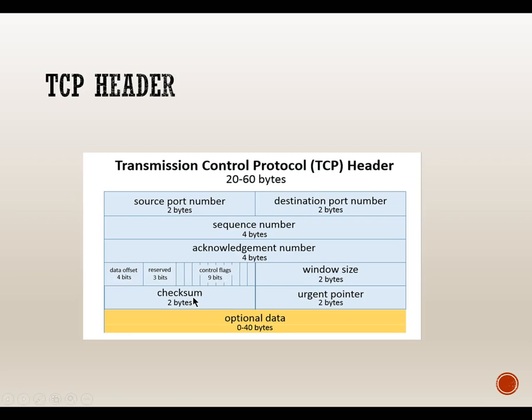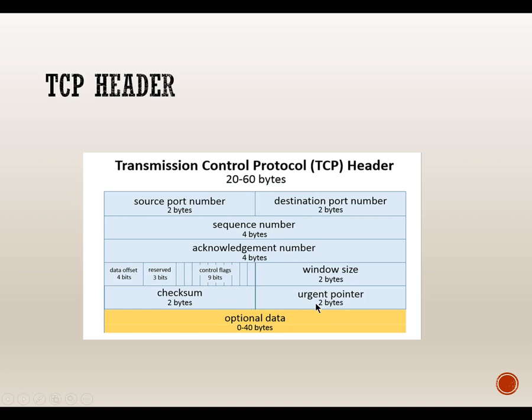Checksum, cyclical redundancy check, different things. The algorithm uses the information within the header and creates a 2-byte number, a checksum, and then the same process gets run at the destination, and the two are compared to see that nothing happened. An urgent pointer here, 2 bytes.